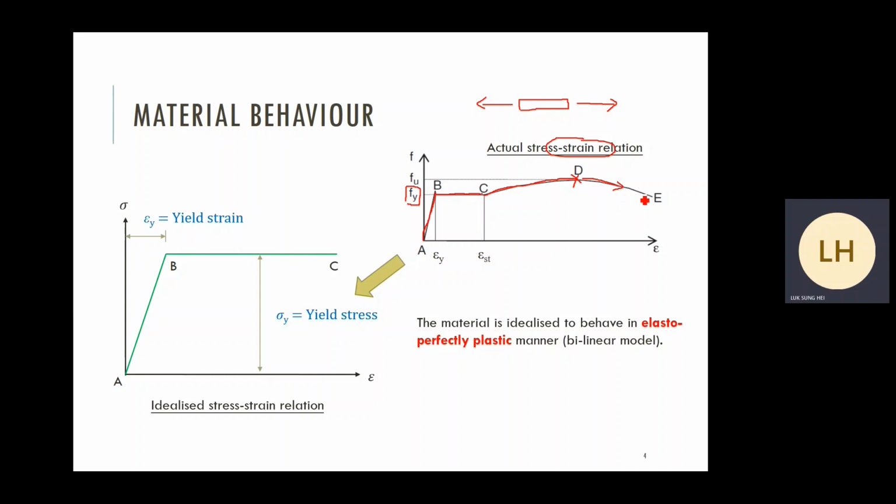And then at point E, point E is the fracture state. Fracture means the material, the steel bar, breaks into two pieces, breaks into two parts, and then collapses, failed. Point E. This is the behavior for a mild steel under tension, a very classical behavior.